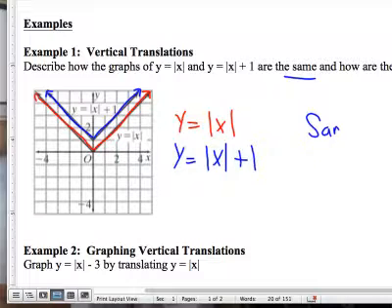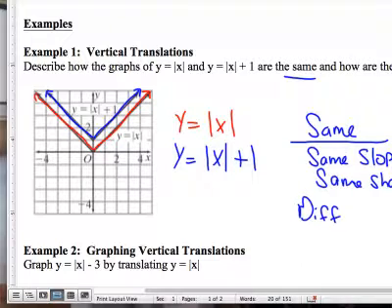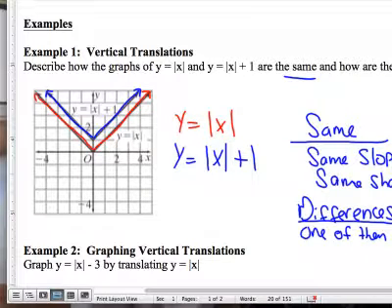Well, how are they the same? They have the same slope. Good. That is correct. They have the same slopes. They both are the same shape, right? They have the same slope, same shape. And then their differences: one of them is shifted 1 unit up, okay?